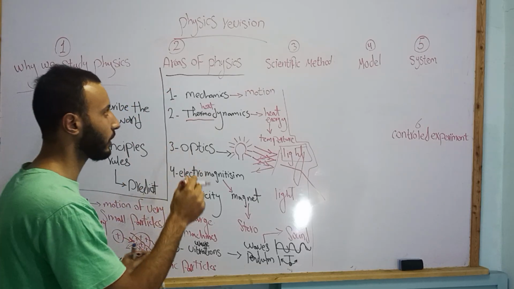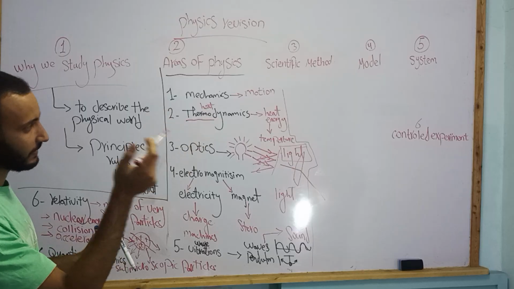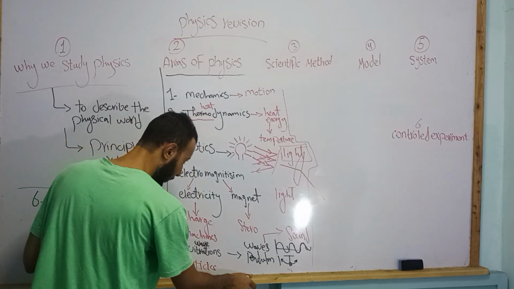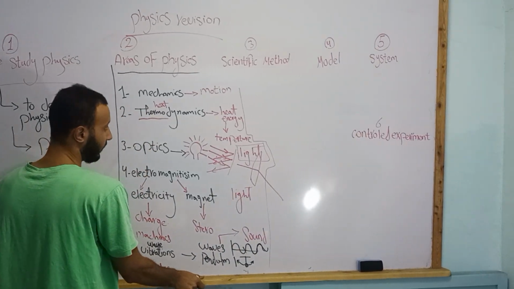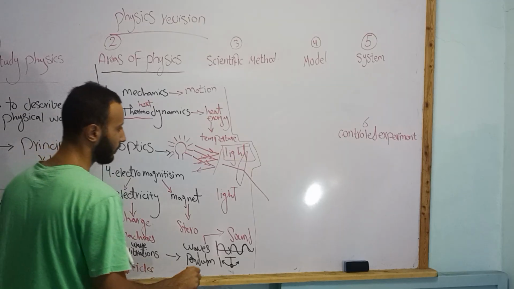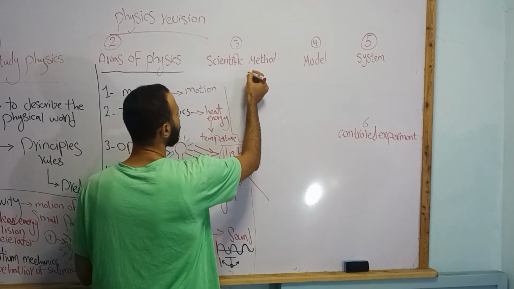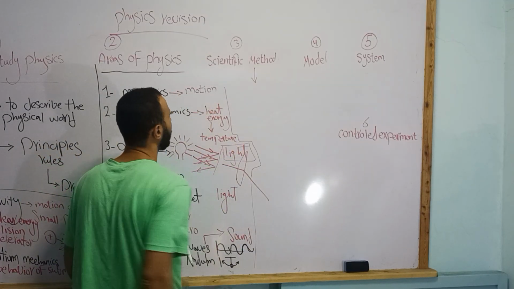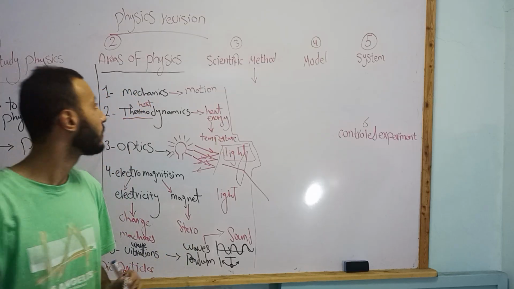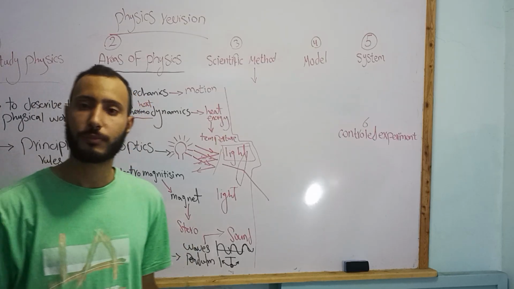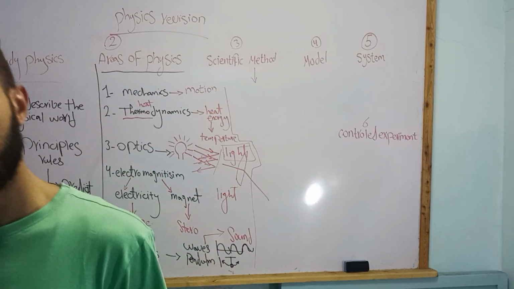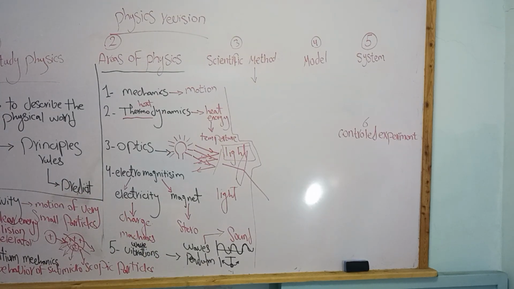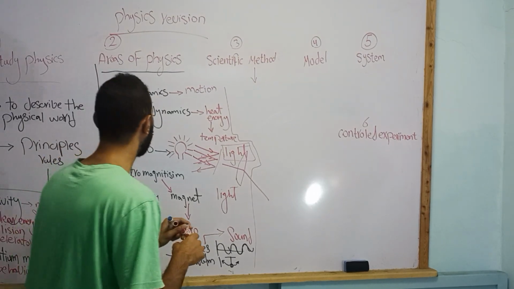We have right now the scientific method, models, systems, and controlled experiments, and these are very short parts of the lesson. Okay, let's get started with the scientific method. And before I start, I'll just check the recording of the video. Okay, it's recording.